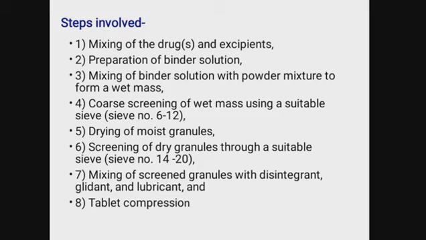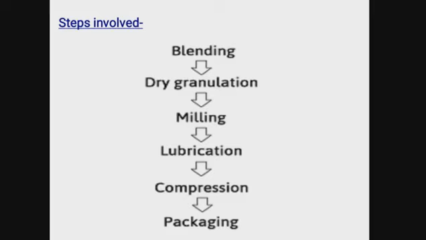This is the flow chart of direct compression, in which the drug is first ground. After grinding, the drug is blended, in which adjuvant is added. After blending, compression is done, and after compression, a tablet is formed. This is a very short process. The steps involved in direct compression are blending, dry granulation, milling, lubrication, compression and packaging.